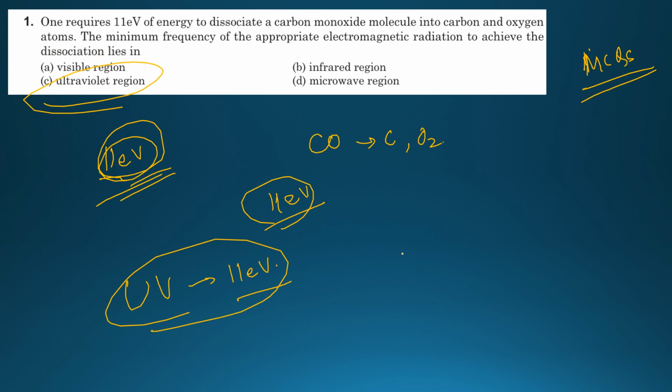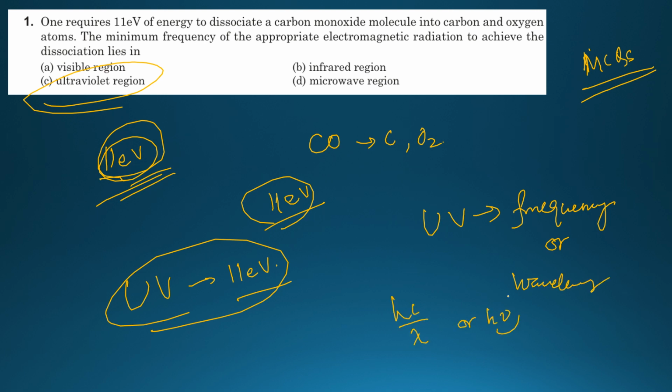Otherwise, you don't need to remember the values. Just remember the frequency of UV, or wavelength. Anything you remember, from that you can put hc by lambda or h nu and get the energy and match it with this. Okay, next question.